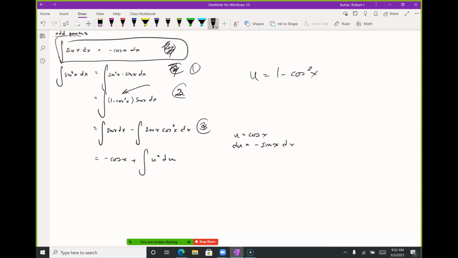So when I see trigs to odd powers, I want to try and peel off one of them, right? Factor off one of them. So I'm looking to create a single sine or a single cosine factor, and then manipulate the other piece. So what do I get here? I get minus cos of x plus u cubed over 3 plus c. And of course that u is cos, so I get cos cubed x over 3 minus cos of x plus c.